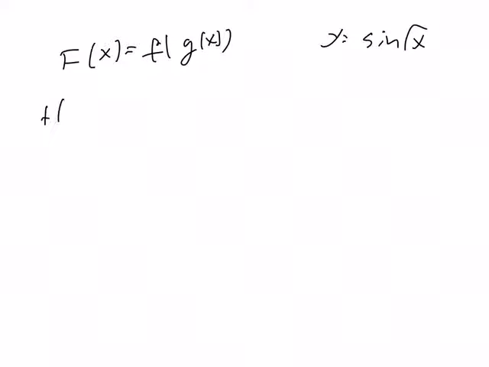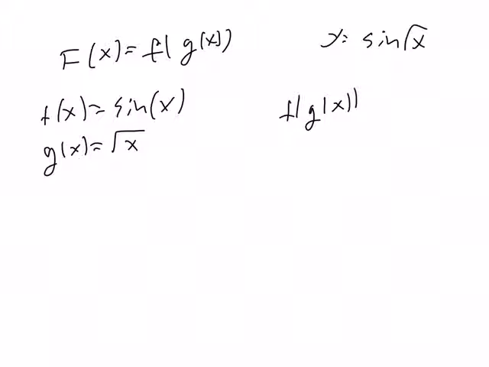Using Newton's notation, because I have 2 minutes left, we're going to have big F of x. So again, we have y is equal to sine square root of x. So we're going to have big F is equal to f of g of x, where f of x is sine of x, and g of x is the square root of x, right? And we can verify f of g of x.